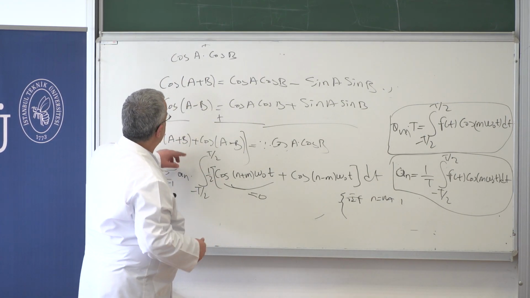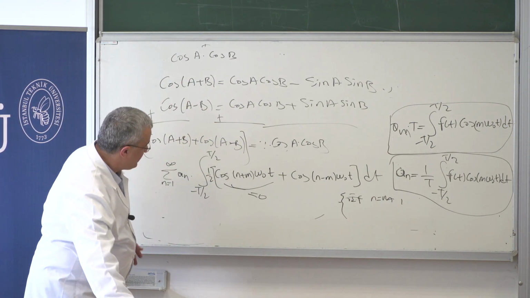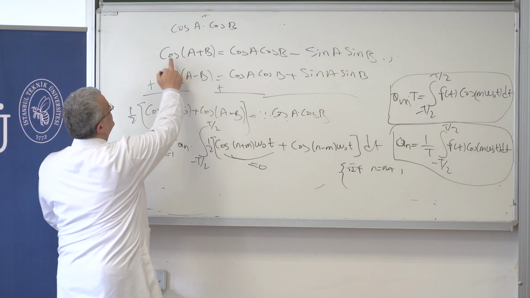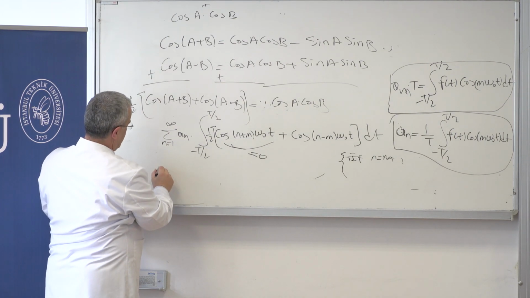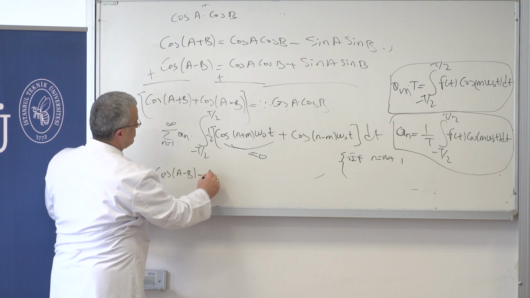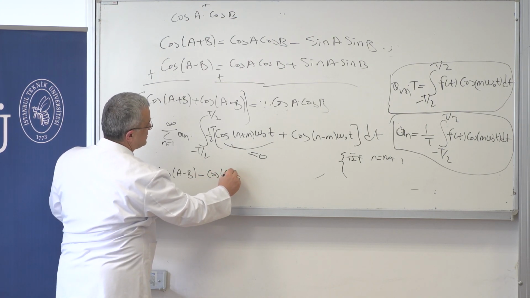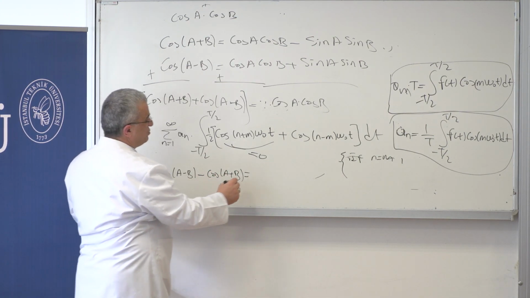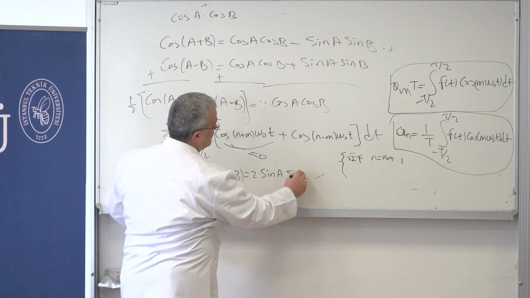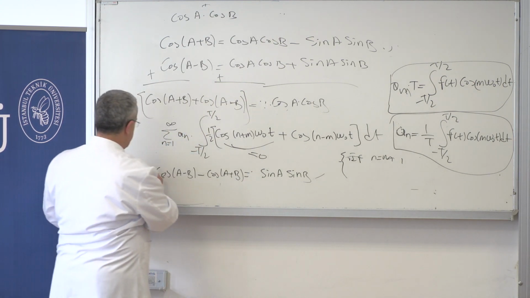So you subtract this from this, then what do you get? Cosine(A minus B) minus cosine(A plus B) is equal to twice sine A sine B. Okay, you divide it.